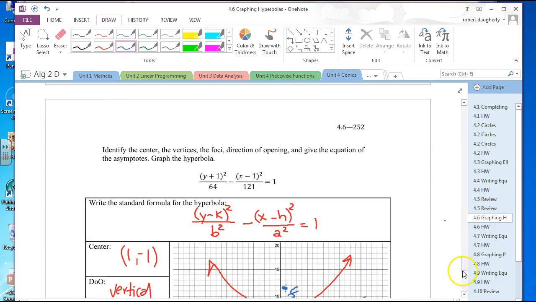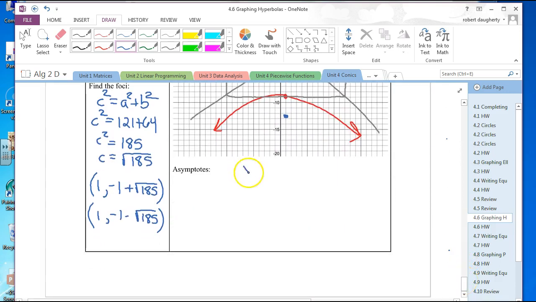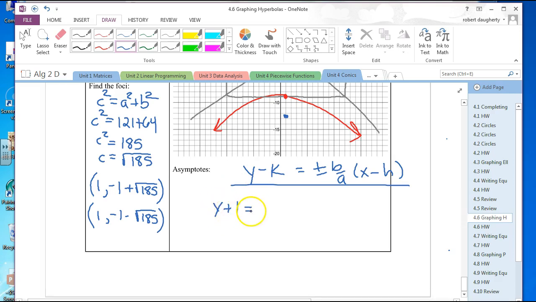What's the equation of the asymptotes? Yeah. This is one of those that people miss all the time, but if you know that formula, there's not a whole lot of arithmetic or algebra. So this is going to be what? Y plus 1 equals plus or minus. What's B? B is what? You're going to make me scroll up and see. 8 over 11, right? So 8 over 11, x minus 1, right? Okay. And that's it. Okay.